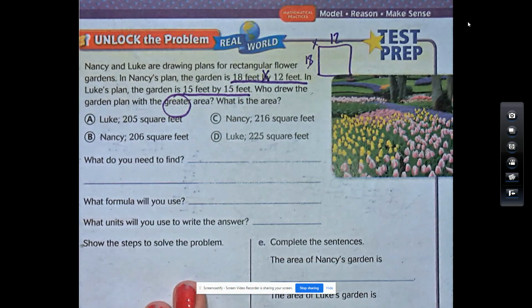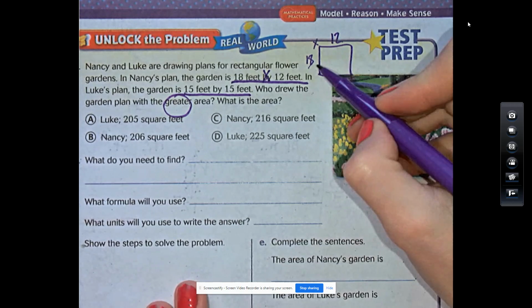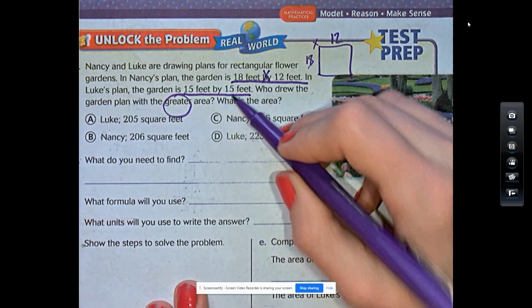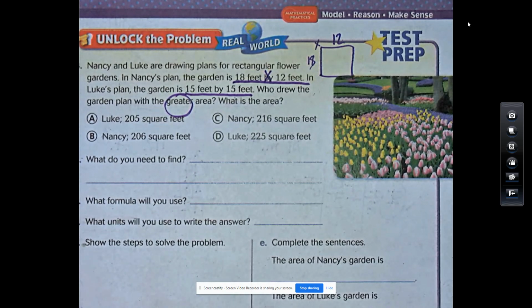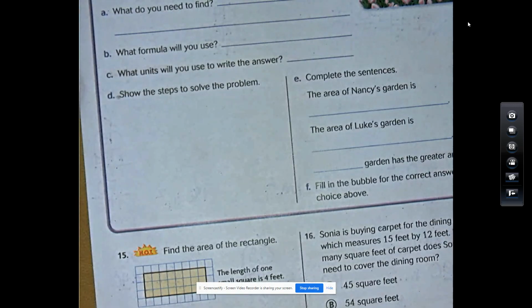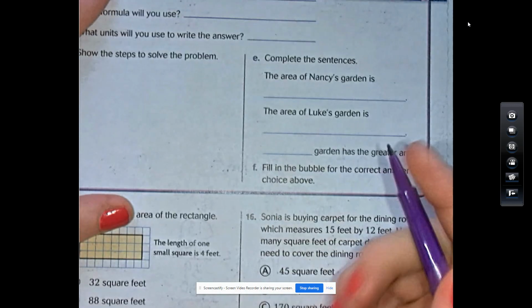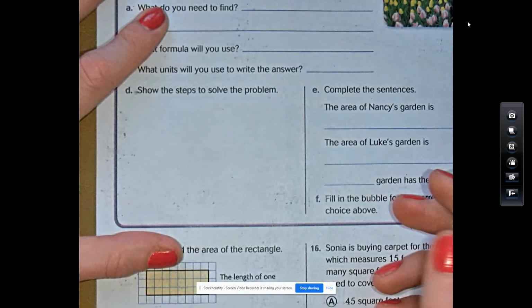Okay, so we have to figure out what 18 times 12 is and what 15 times 15 is and see which one gives us a bigger number. Okay, show the steps to solve your problem. Let's just use this space down here to show our work. I'm going to turn my document camera a little bit towards me. Oop. Sorry, boys and girls.